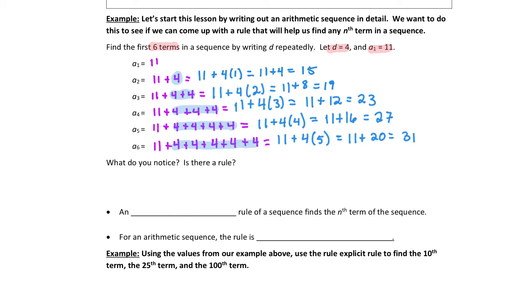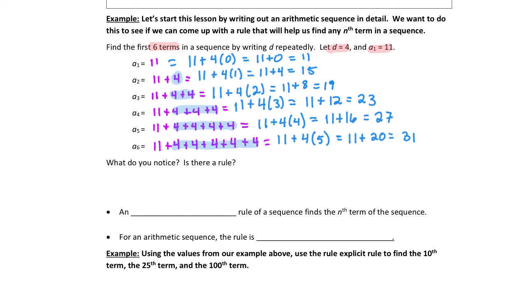And I can even do this for the first term, even though it's kind of redundant. If you notice, hopefully you do, this number keeps going down: 5, 4, 3, 2, 1. I can actually put a 0 here and have 11 plus 4 times 0, which would just be 11 plus 0, and I would start with just 11.